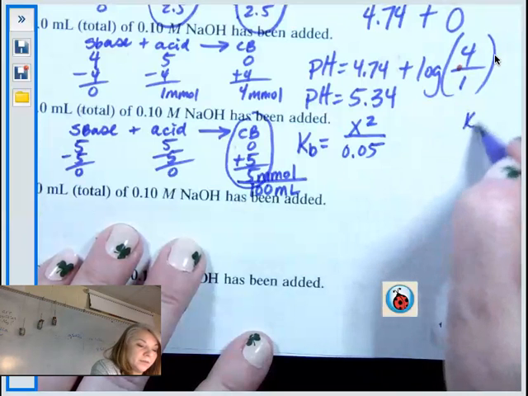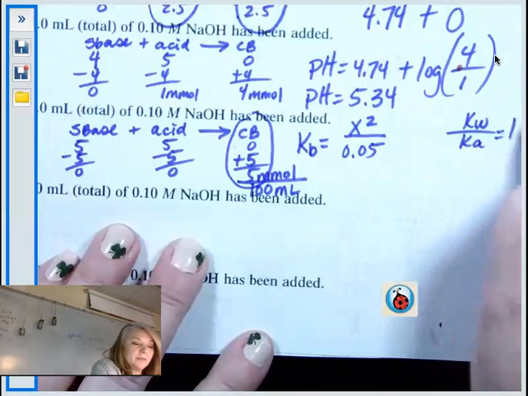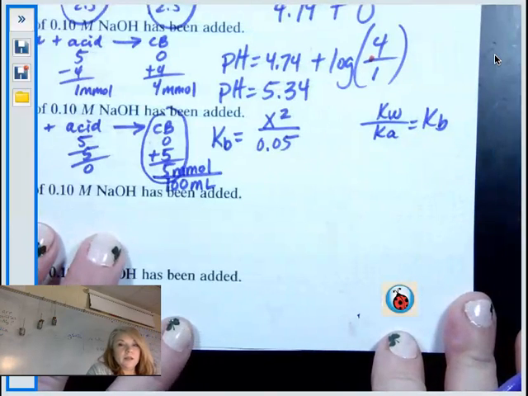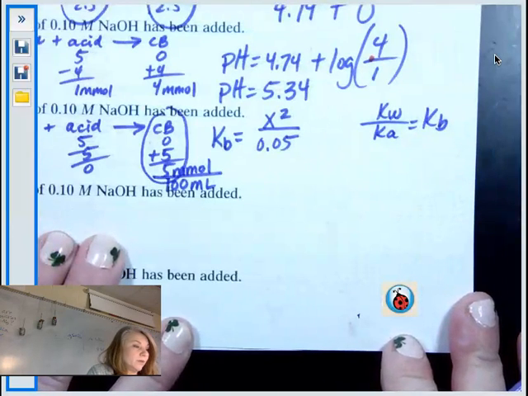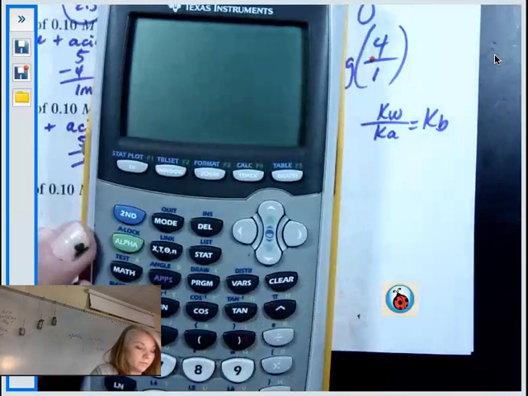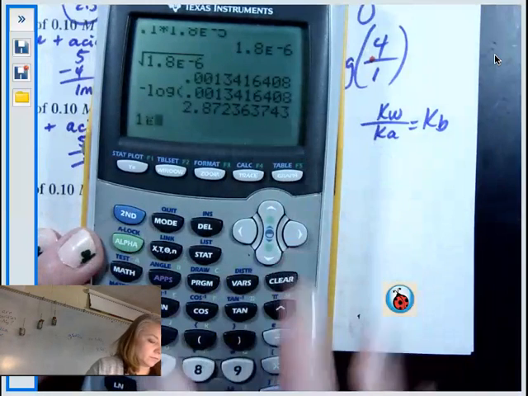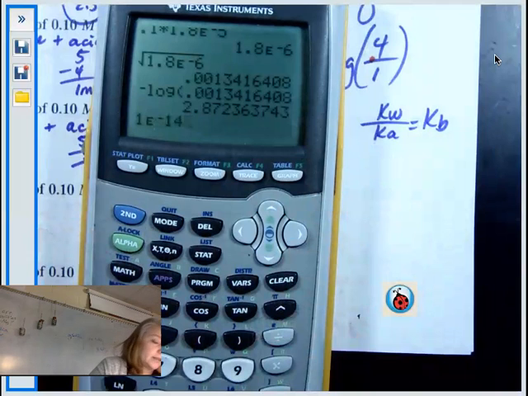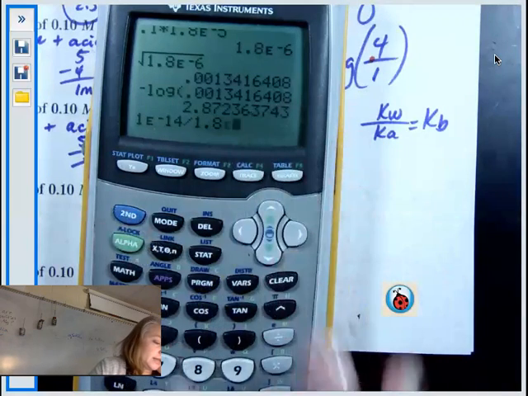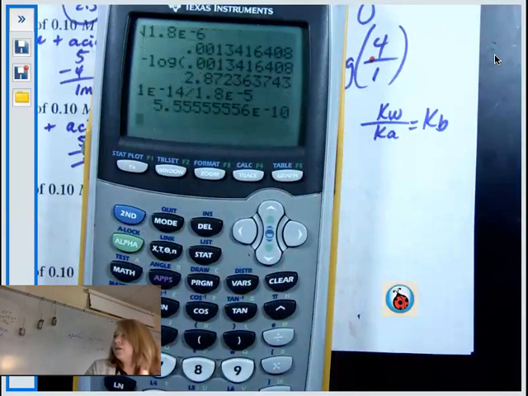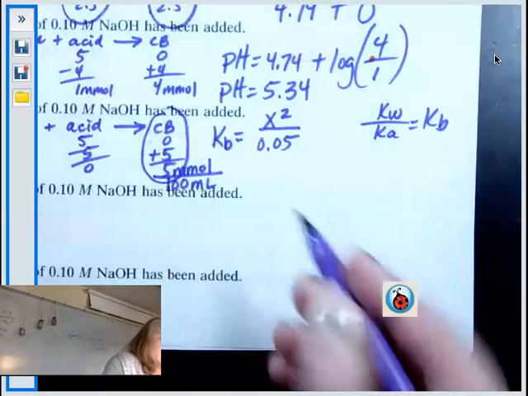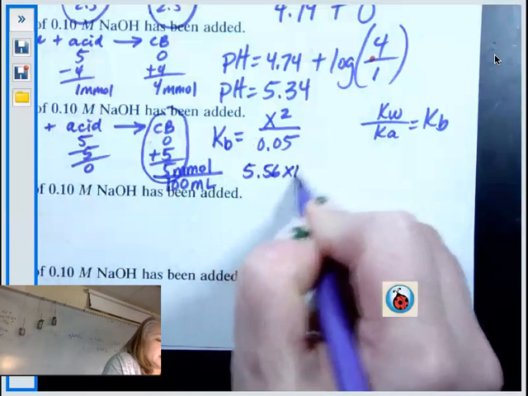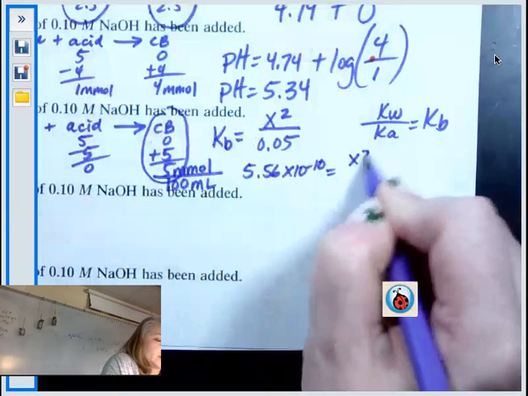So Kw divided by Ka gives us our Kb. We're going to assume this is at 25 degrees Celsius. So what's your Kw value? 1 times 10 to the negative 14th divided by your Ka of 1.8 times 10 to the negative 5th. And I got 5.56 times 10 to the negative 10. So 5.56 times 10 to the negative 10th equals x squared over 0.05.